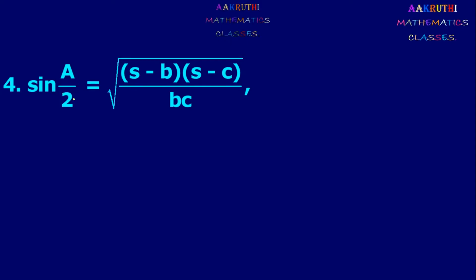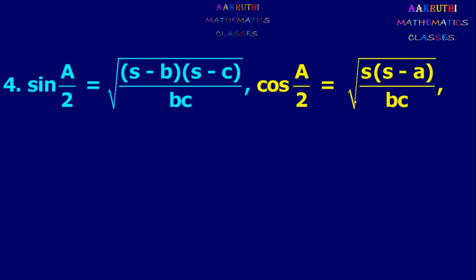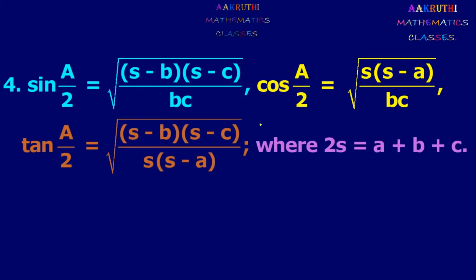So next it is sin A by 2. Sin A by 2 can be written as root of (s minus b)(s minus c) divided by bc. And cos A by 2 can be written as root of s(s minus a) divided by bc. So we can write half angles using these formulas. And tan A by 2 equals root of (s minus b)(s minus c) divided by s(s minus a). Here 2s equals a plus b plus c, or s equals (a plus b plus c) divided by 2. So 2s equals the perimeter and s equals the semi-perimeter.